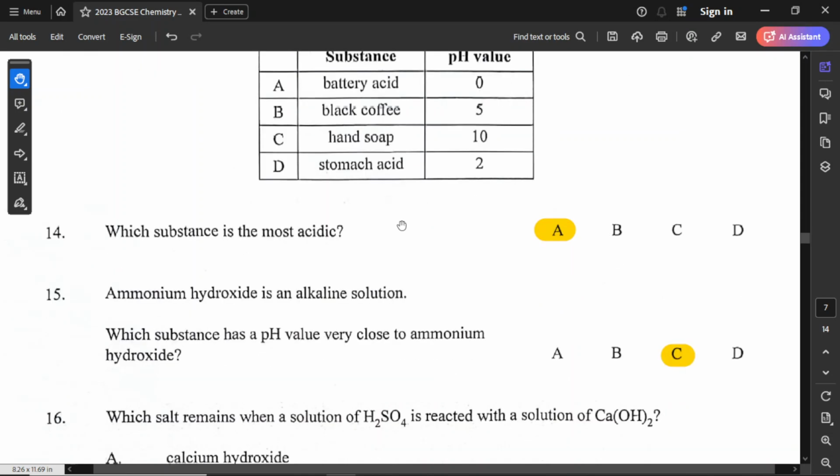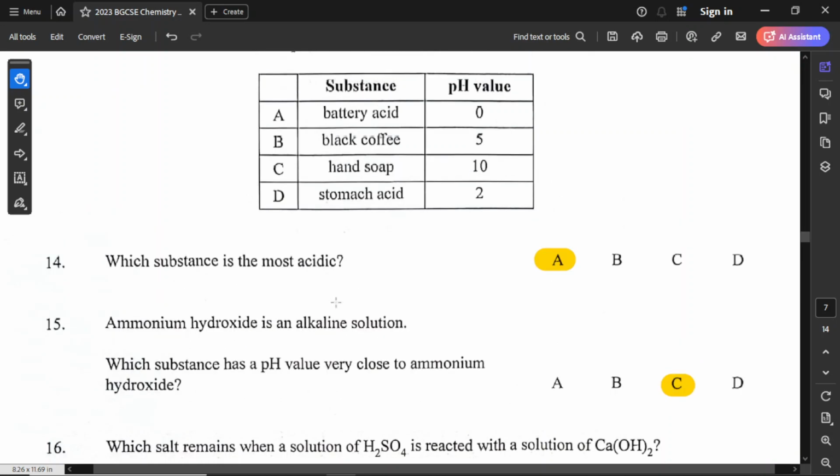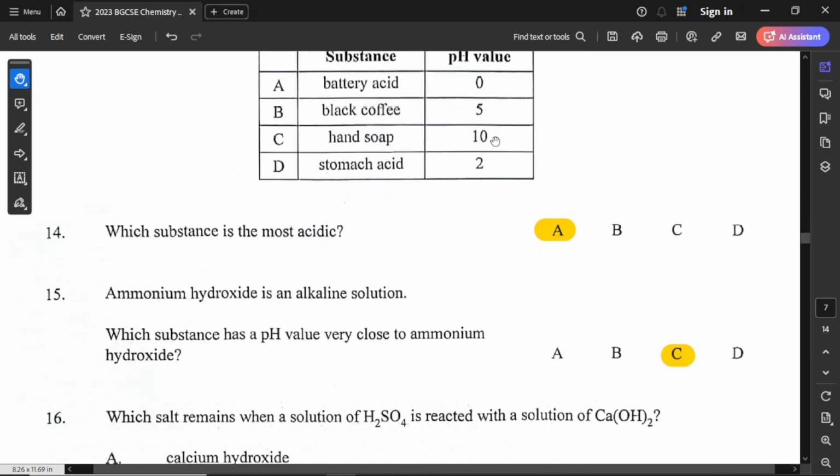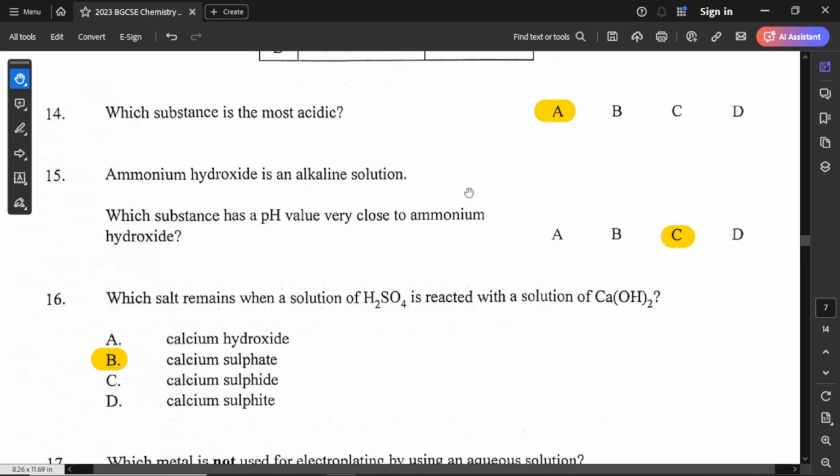All right, the next question, number 15, says ammonium hydroxide is an alkaline solution. Which substance has a pH value close to ammonium hydroxide? For the fact it is alkaline, which is also a base, anything above 7 is alkaline. So the only thing above 7 here is the hand soap, which is 10. So therefore, C is correct for number 15.